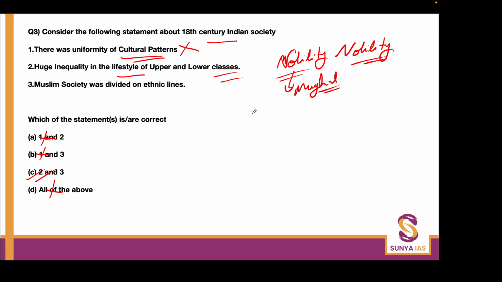So their lifestyle was just too lavish. At the same time, the people at the bottommost strata were asked to pay more and more revenue. Demand was made in front of them. So their situation was continuously deteriorating even more. So this statement is right.